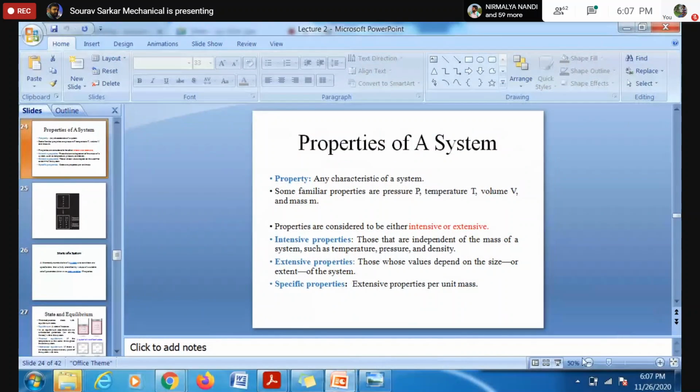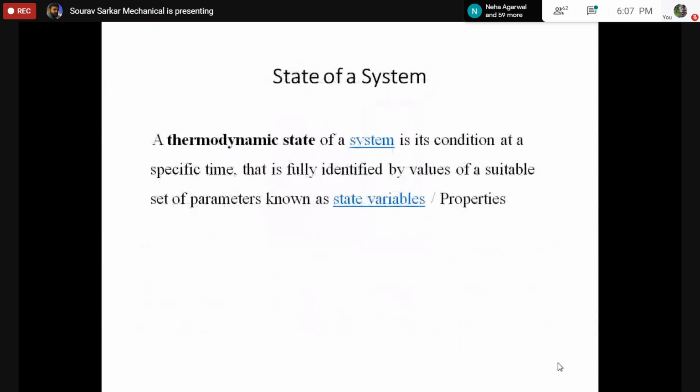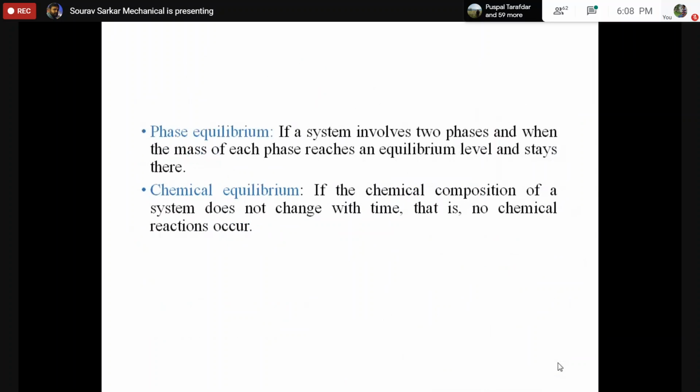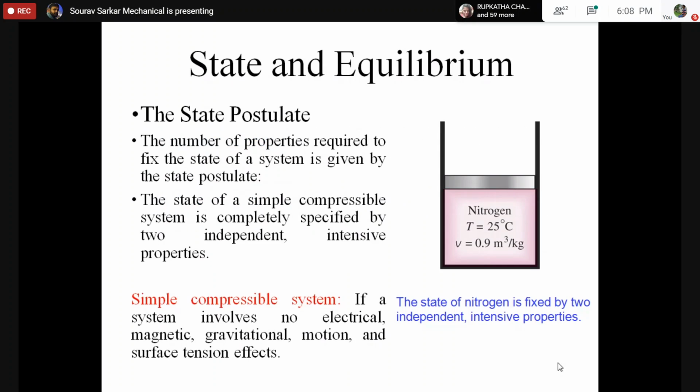So we know what intensive properties are, and then we defined the state of a system. State is basically identified by specific values of properties like temperature and pressure. Then we discussed equilibrium and the types of equilibrium, or mainly the driving forces for a state change. There are types of driving force: a thermal force, a mechanical force, a phase driving force, or a chemical driving force. This is the state postulate.